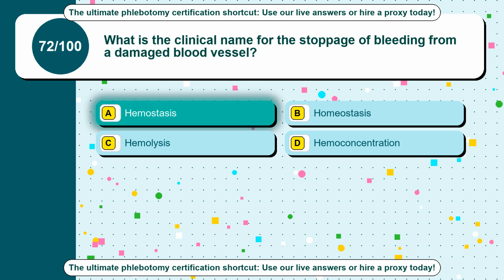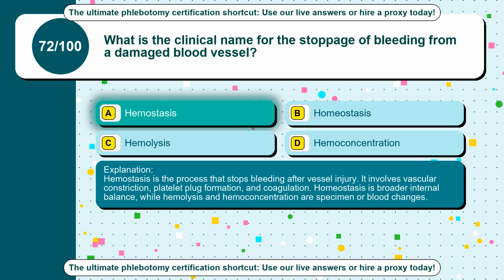The correct answer is option A, hemostasis. Hemostasis is the process that stops bleeding after vessel injury. It involves vascular constriction, platelet plug formation, and coagulation. Homeostasis is broader internal balance, while hemolysis and hemoconcentration are specimen or blood changes.